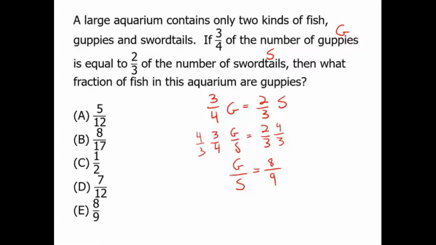And so another way to say that is that for some n, G equals 8n and S equals 9n. That means the total number of fish is 17n. And so the fraction of guppies would be 8 over 17. And 8 over 17, in fact, is the answer.